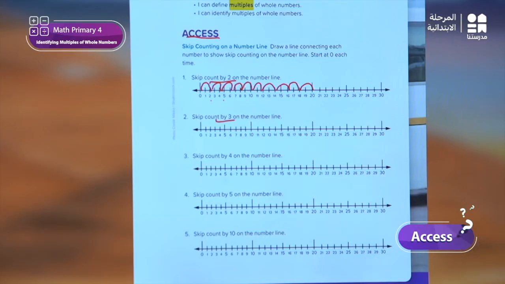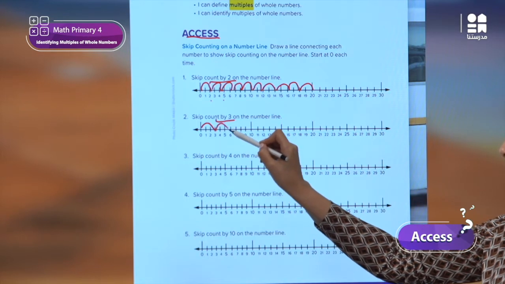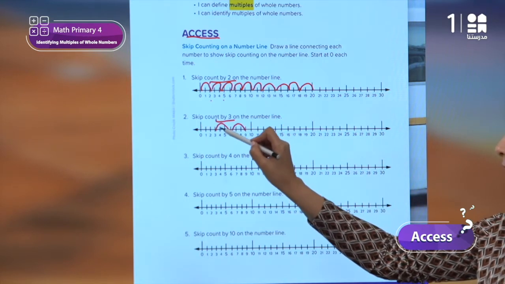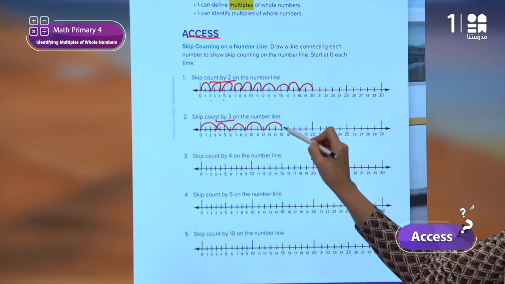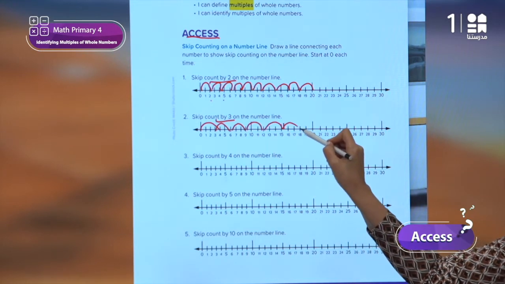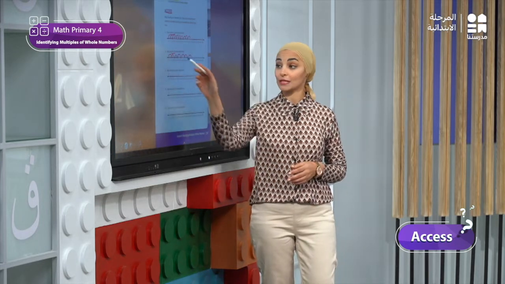In the second number line, I should skip count by 3. Let's skip count by 3. Also, I will start from 0. So, from 0, 3, then 6, 9, 12, 15, 18, 21, and complete till I reach 30. Now, have you noticed that these are products of multiplying by 3? The numbers I marked are multiples from multiplying by 3.